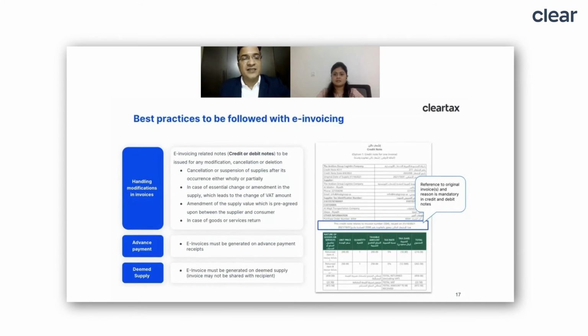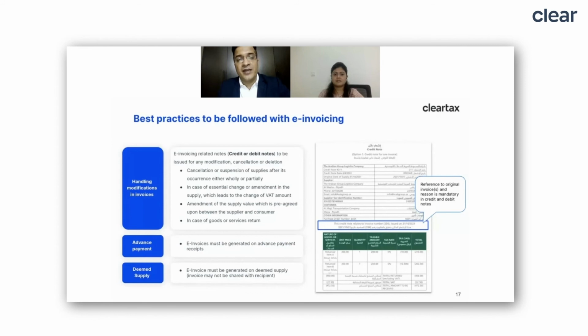If there is any cancellation or suspension, any essential change or amendment in the supply value which is pre-agreed, and in case of goods or services return, you are required to handle those situations only and only by way of credit and debit notes. That means you are not allowed to change anything in the invoice which is already generated.